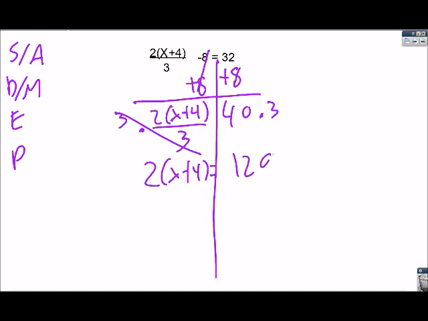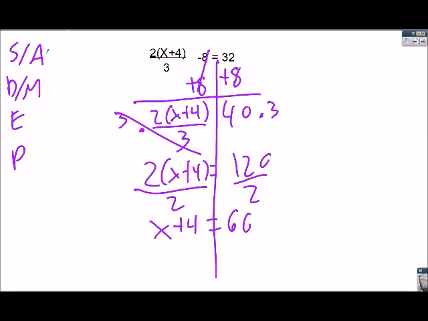So now I go back to my SADMEP. Do I have any subtracting, adding? Yes, but it's still in the parentheses. Do I have any multiplying and dividing? Yep, multiply by 2. So I'm going to divide to make it go away. When I am to the final step and there's only the parentheses left, I can drop those parentheses because I no longer need it as a holding value.